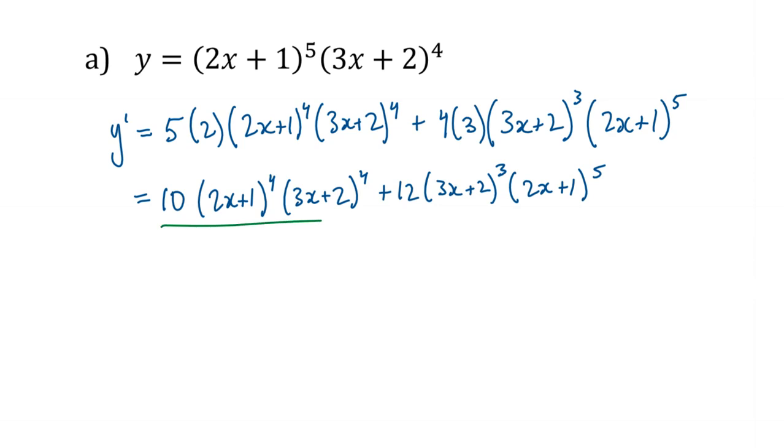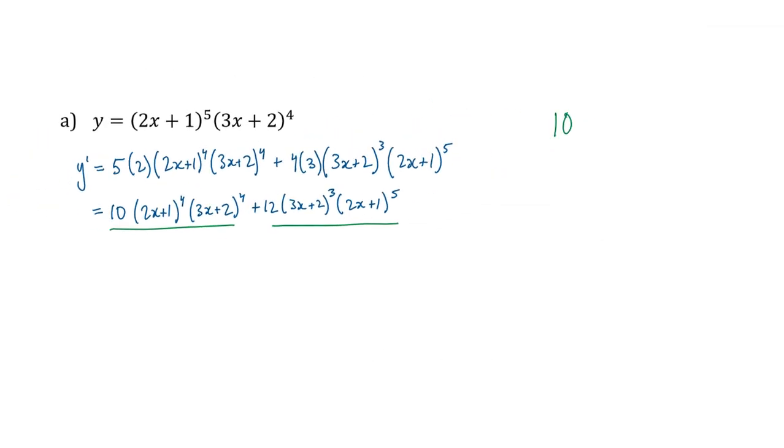I've got two things here, one thing and two things. What do they have in common? Each of these things, if we think of each of them as terms, they each have a bracket, a factor of 2x plus 1. This one's got 4 of them, this one's got 5 of them.